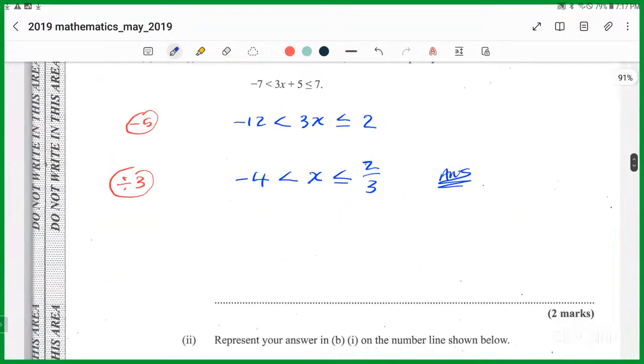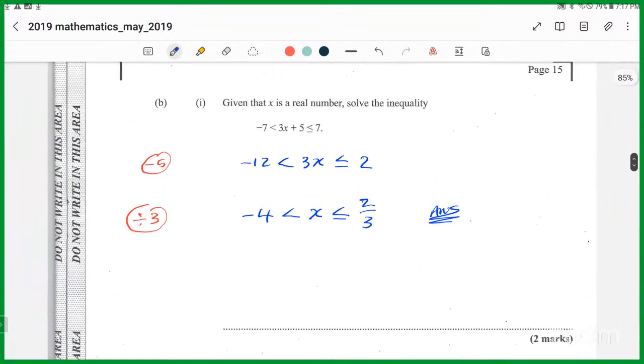Alright, everybody good with that? Everybody okay? Everybody good with that?